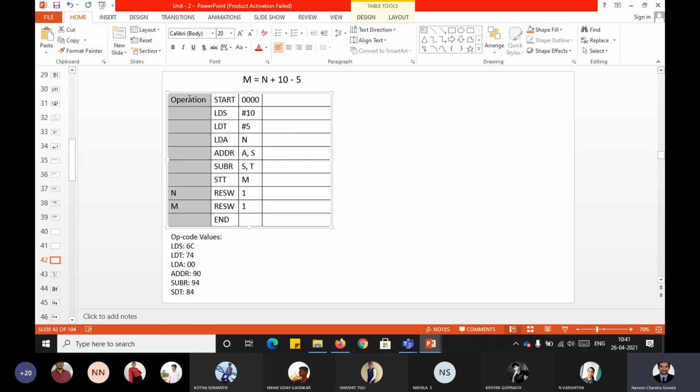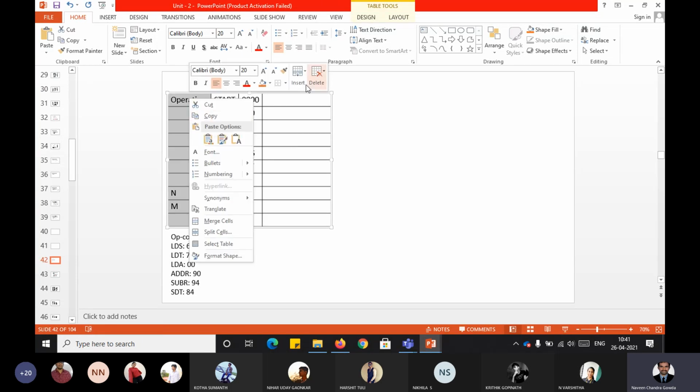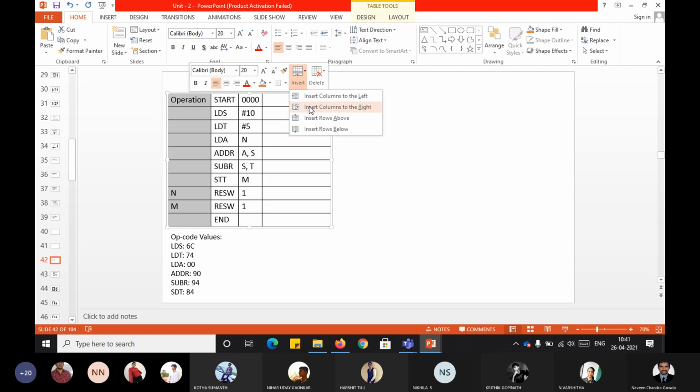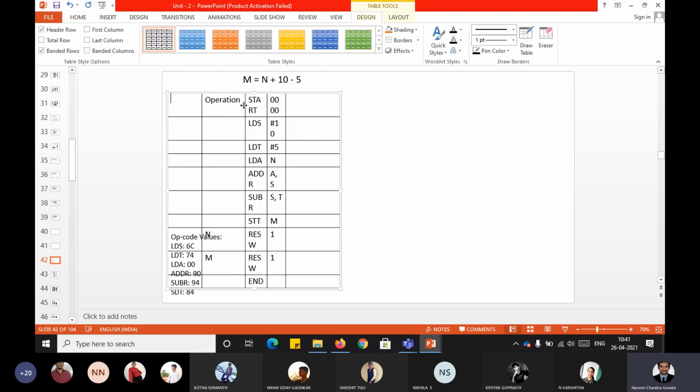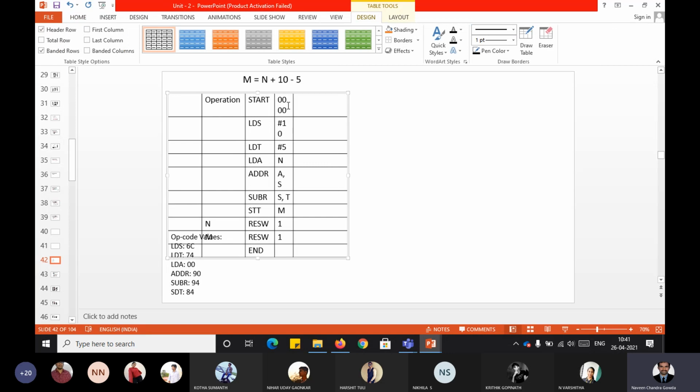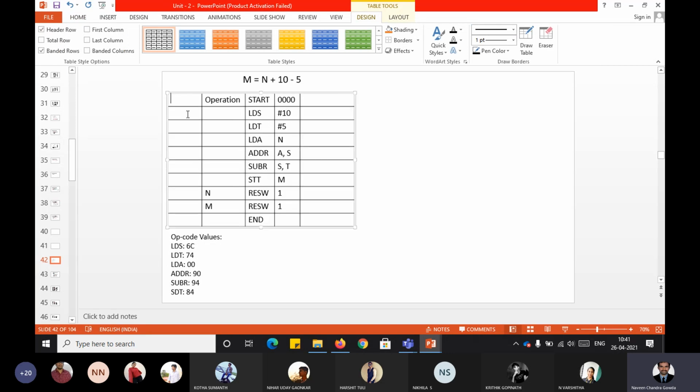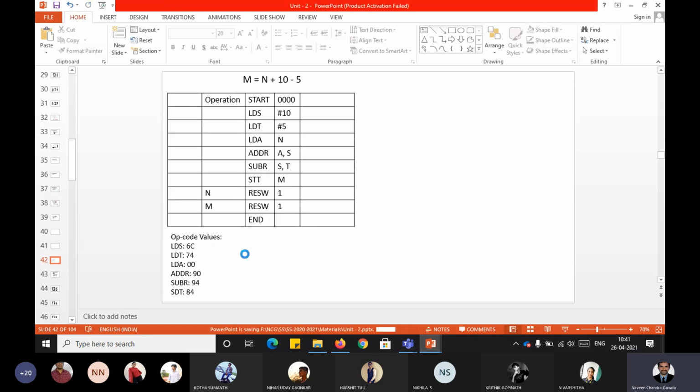Let me insert one extra column to the left side. This is for the address field. I am just using one extra column right here. And also I hope you remembered, when it comes to address assignment, you have to start assigning based on the starting address.